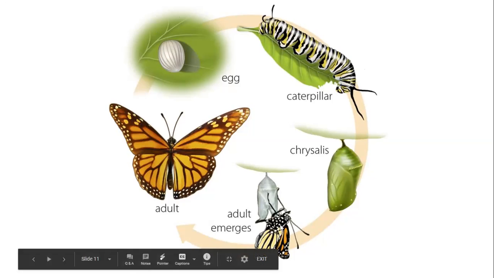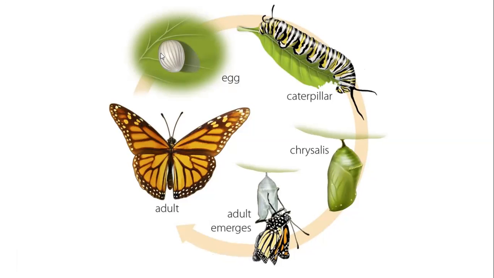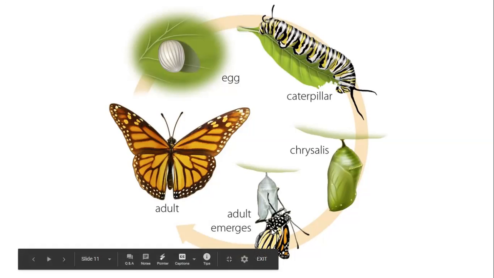Then once it hatches through the chrysalis, it becomes an adult butterfly. The adult butterfly then starts the life cycle all over again. The adult butterfly will then lay eggs, become a caterpillar, go in the chrysalis, and emerge as an adult. And it just keeps going over and over again.